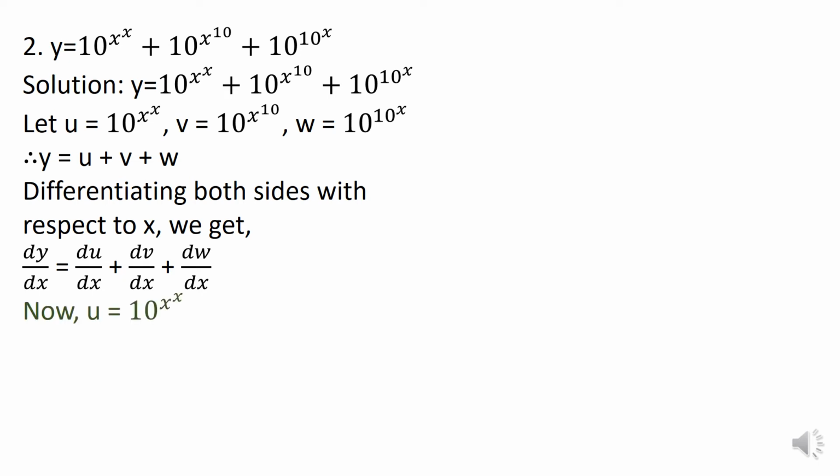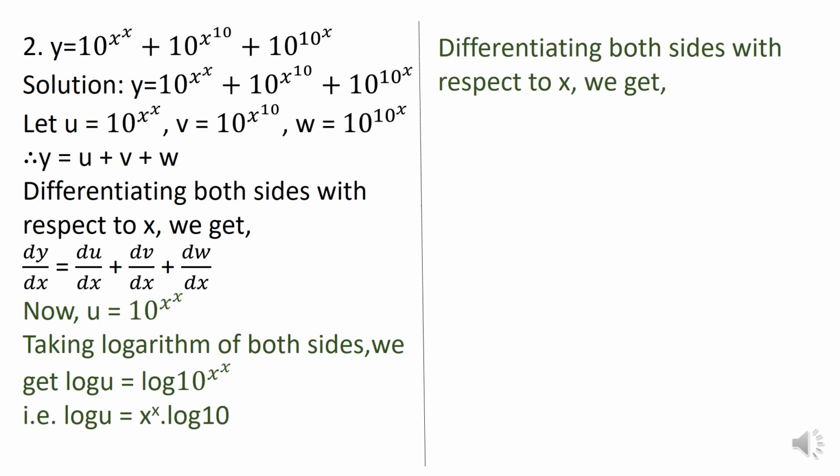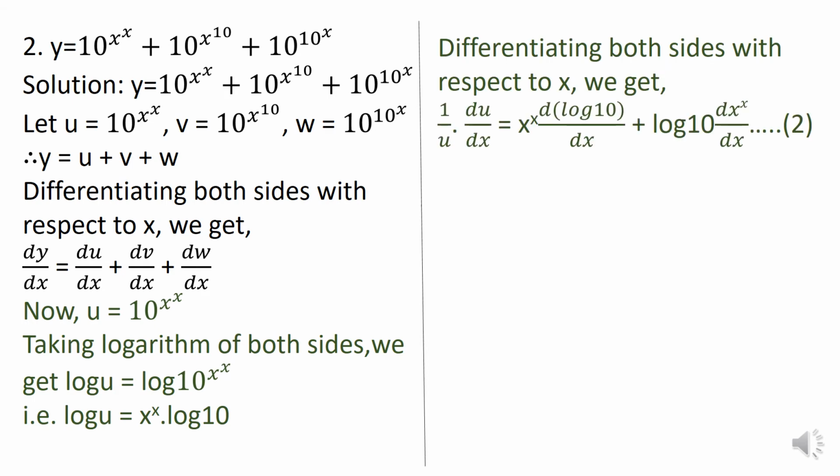So u is 10 raised to x raised to x. We take logarithm of both the sides and get log u as log 10 raised to x raised to x. You realize that x raised to x is a power, so it can be written as a product of the log, so the RHS becomes x raised to x log 10. Now differentiating both the sides with respect to x, we get LHS as usual, that is 1 upon u du by dx. RHS becomes x raised to x into the derivative of log 10 plus log 10 the derivative of x raised to x.